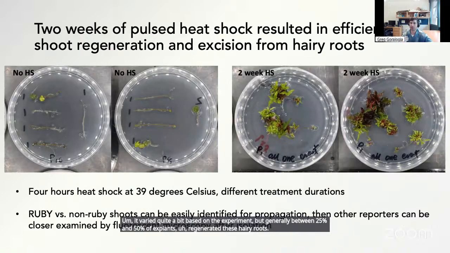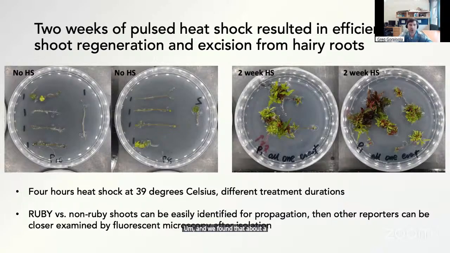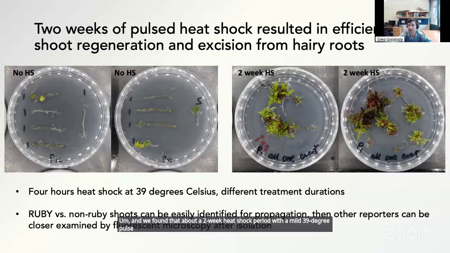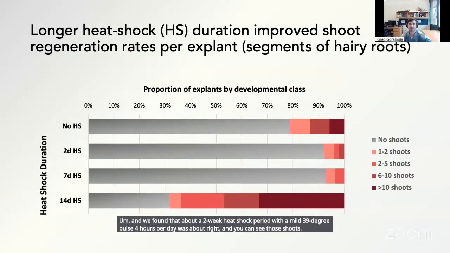And then we worked to try and figure out how we were going to induce shoots from the system. So we tested a couple of different heat shock durations. That's what's turning on the shoot and excision genes. And we found that about a 2-week heat shock period with a mild 39-degree pulse 4 hours per day was about right. And you can see those shoots shown at the right.